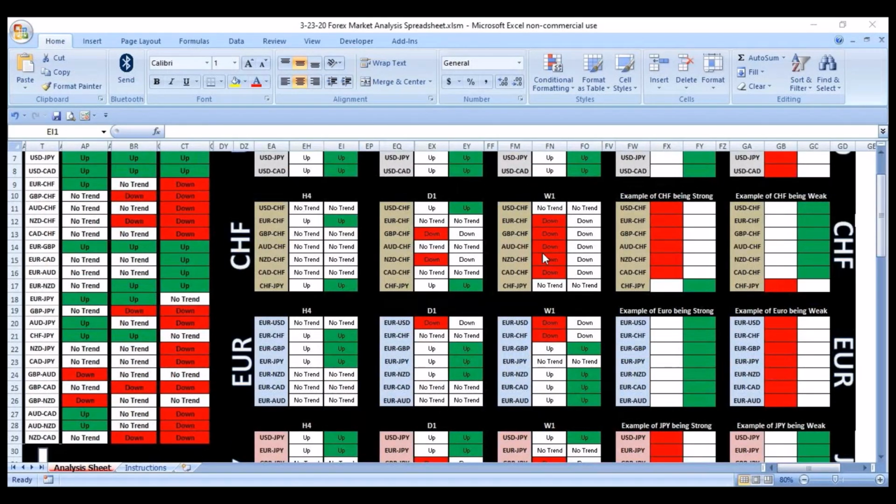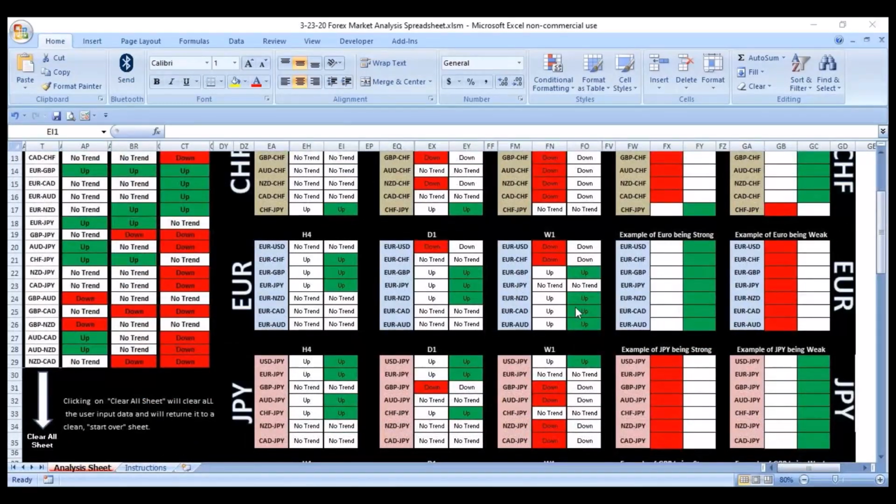The Swissy group, we had some Swissy strength in the market, and the W1, D1 is a little bit mixed, and the 4 hours largely no trend, mixed as well. Euro, we had some Euro strength, and it's come out of the market in a couple things.